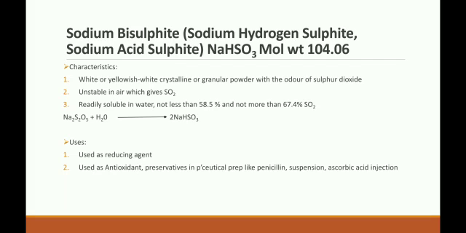It is a white or yellowish white crystalline or granular powder with the odor of sulfur dioxide. It is unstable in air, giving off SO2. It is readily soluble in water. Metabisulfite in it is converted to the bisulfite in aqueous solution. The reaction is as follows: Na2S2O5 plus H2O, which gives twice NaHSO3.